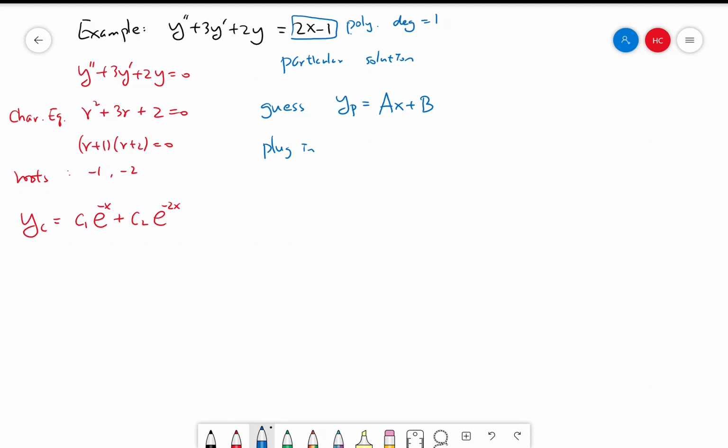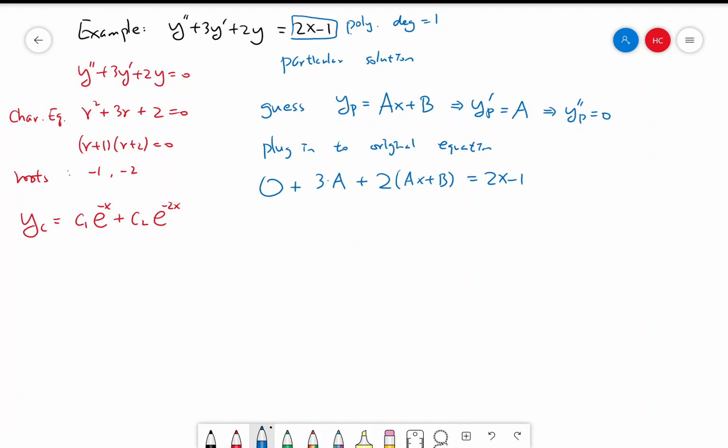So if yp is ax plus b, then the derivative is just a, and the second derivative is 0. If we plug it in to the original equation, we get 0 plus 3 times yp prime, which is a, plus 2 times y, which is ax plus b, equals 2x minus 1. Rearranging the coefficients, we get 2ax plus 3a plus 2b equals 2x minus 1.